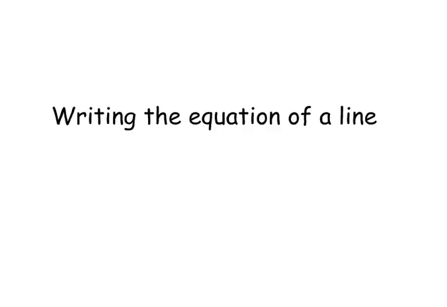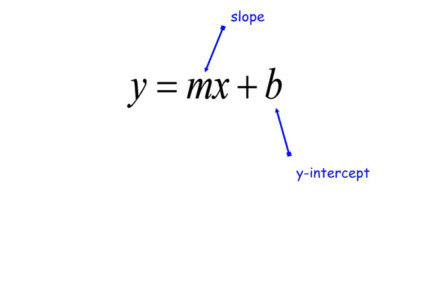This lesson is on writing the equation of a line. The basic format for a line that we use most often is slope-intercept form. Y equals mx plus b, where m represents the slope of the line and b represents the y-intercept of the line. There are other formats for this, but this is one of the most common that we use. Remember that x and y kind of represent your input and your output. They represent all of the ordered pairs that are going to be on the line.